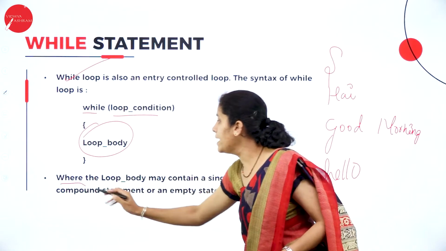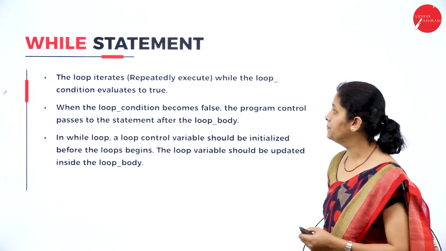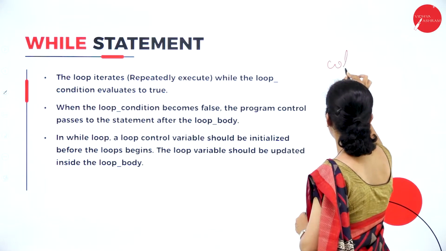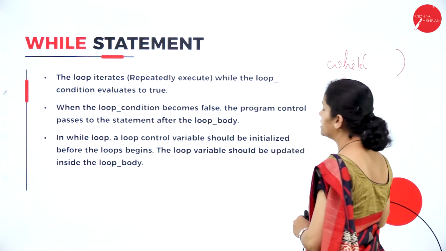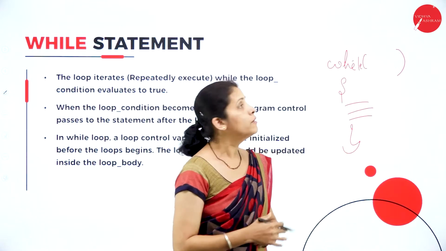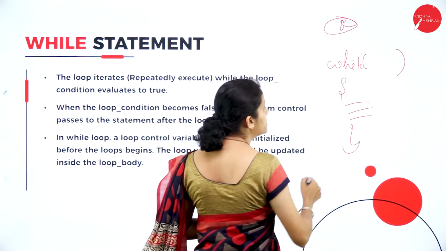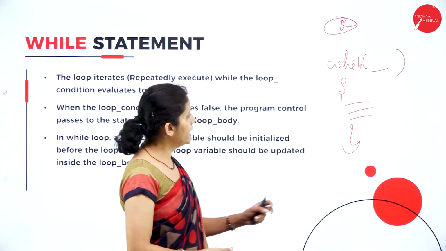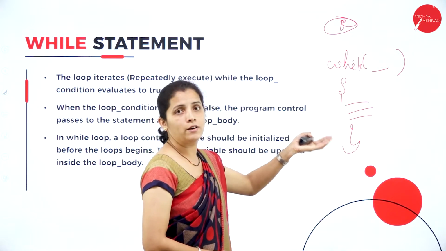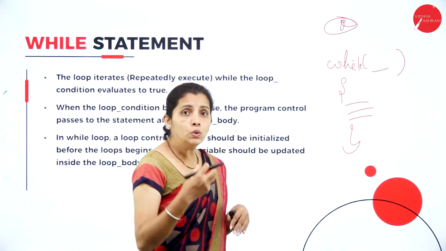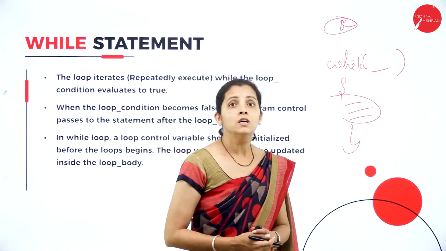Now, the loop body may contain a single statement or a compound statement. Now, see here, I have while and I have the condition, and if this condition is true, I'm going to execute a set of statements. First, I want to declare the variable which I'm going to use in my while statement. Then, if that condition is true, I have a certain set of statements. Whatever increment or decrement I want to do according to my condition should be written inside the curly braces.